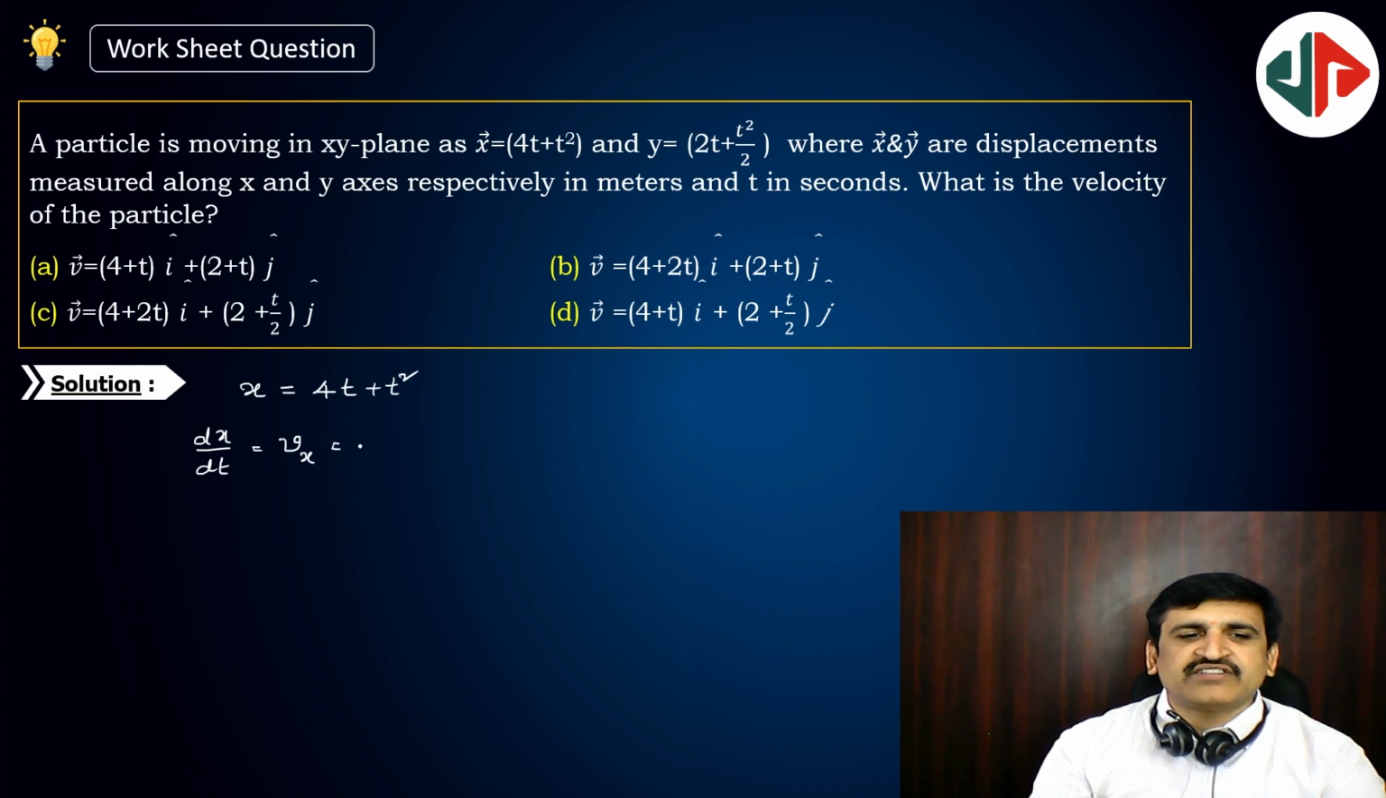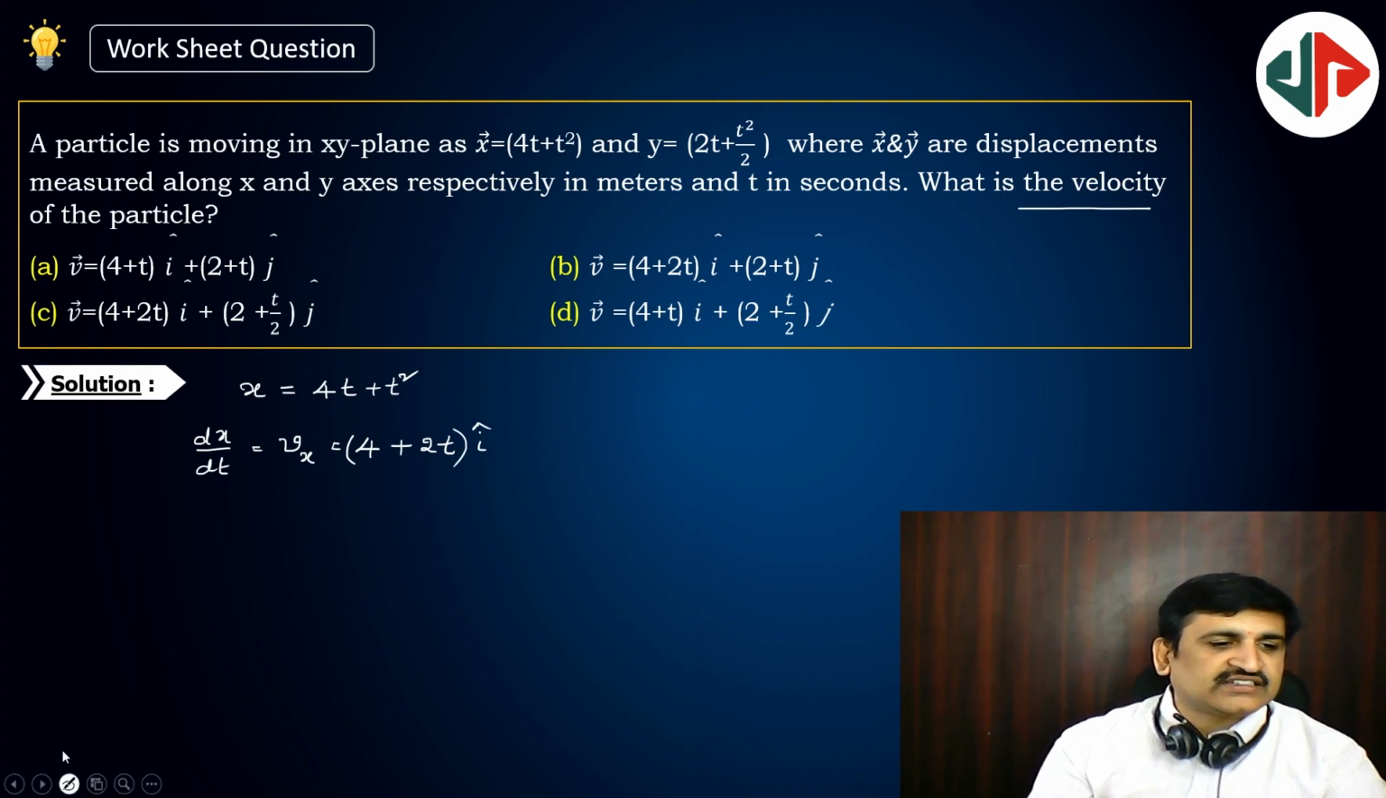So its derivative is 4 plus, t square derivative is 2t. Hope you know the differentiation task. 4t derivative is 4, t square derivative is 2t. So this is velocity along x direction. What is he asking? What is the velocity of the particle? This is along x direction, so I can put i cap for it. Okay.